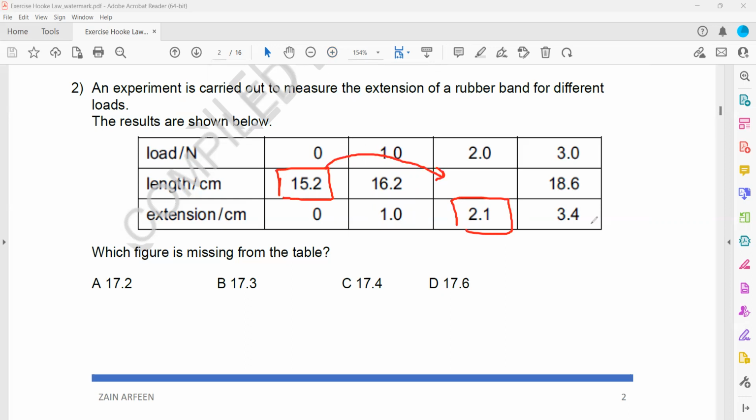If the length is 15.2 and the extension, the increase in length, is 2.1, what will be the total length? The original length is 15.2, and when the load is attached to the object, the length increases by 2.1. So the extension is 2.1. What is the total length? 15.2 plus 2.1 equals 17.3. So B will be the right answer.